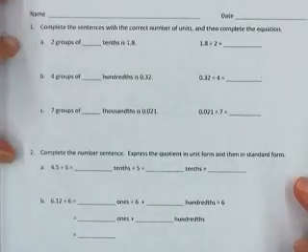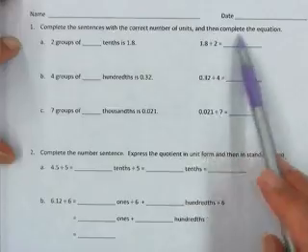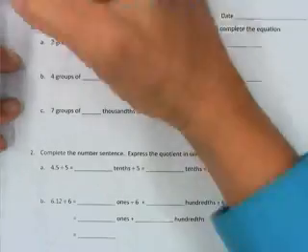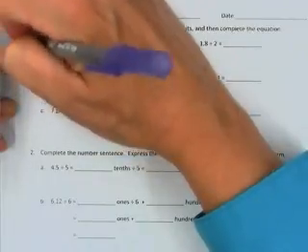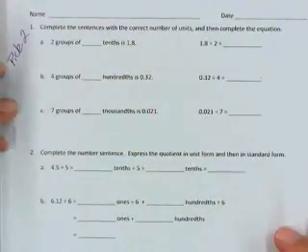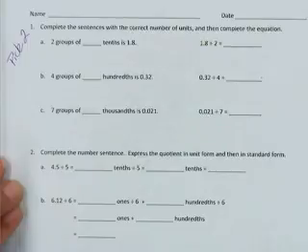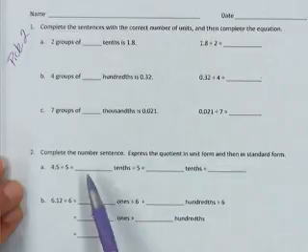It's asking you to complete the sentences with the correct number of units and then complete an equation. I'm going to ask you to pick 2 of these. Pick 2. And then you get to the next one, and it says complete the number sentence, express the quotient in unit form and in standard form. So this one is kind of like what we were doing, how it got a little bit more complicated as you went. How many tenths?